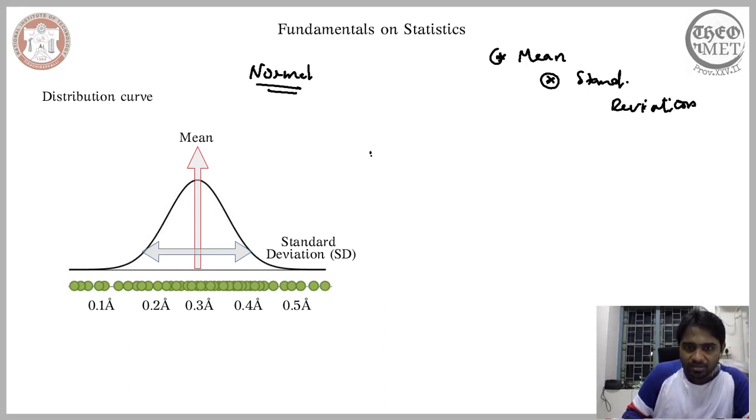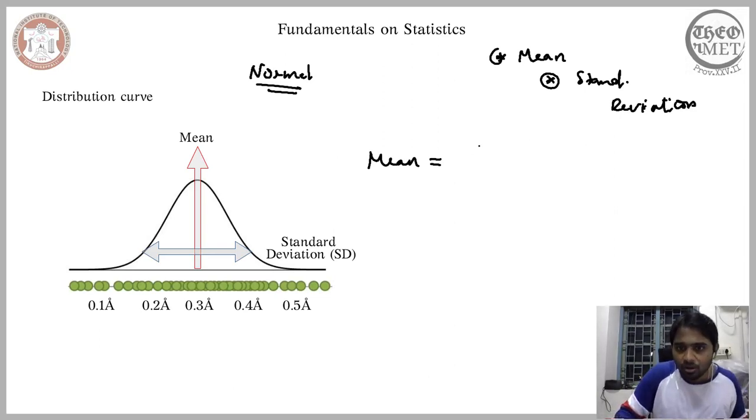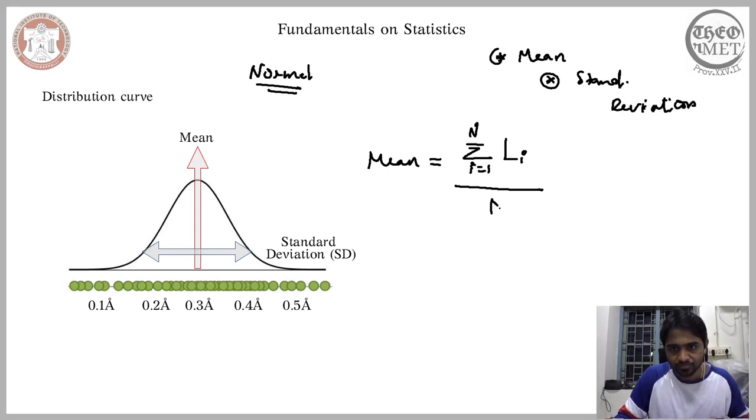Now the mean or the average, so in the context of this curve we refer to it as the mean. This mean is nothing but the sum of all the values that we have measured. In this case we have measured the lattice parameter, so we sum all these lattice parameters up. Li is the lattice parameter of one alloy, and we have considered n alloys, so we sum up all the lattice parameters and then we divide it by the total number of alloys that we have considered.